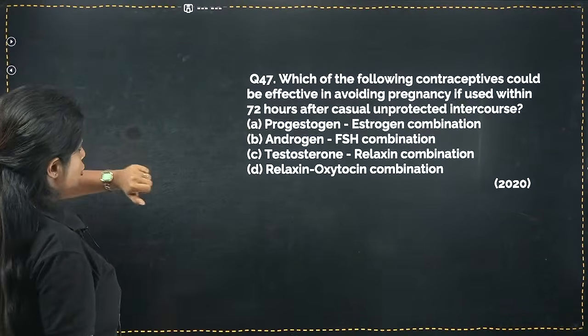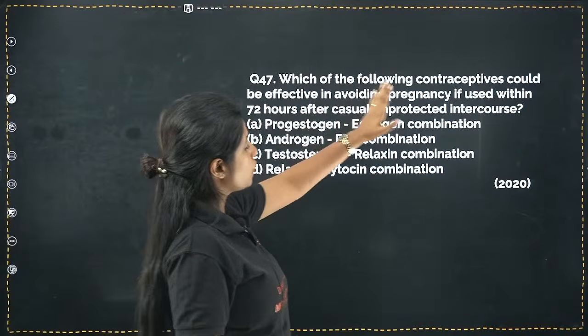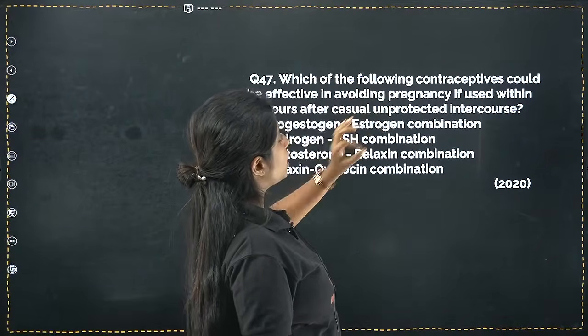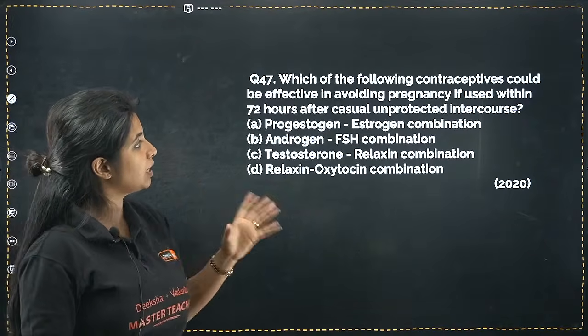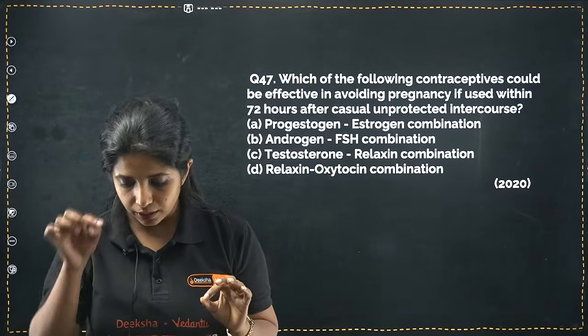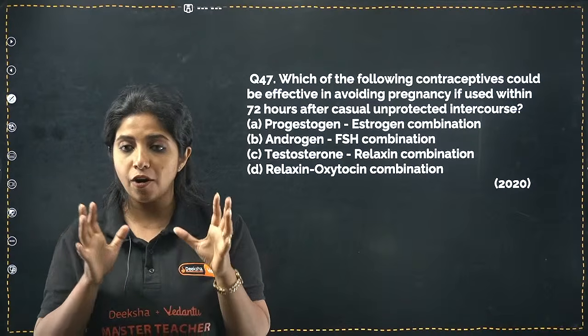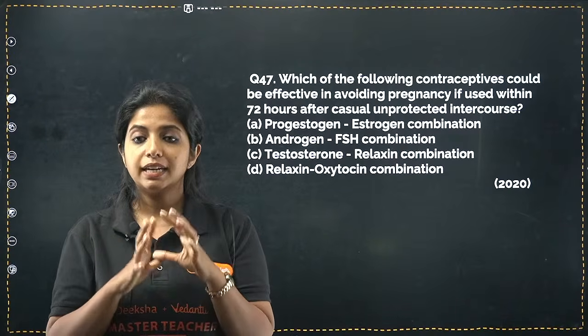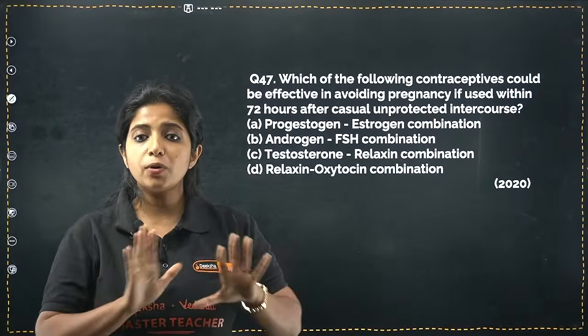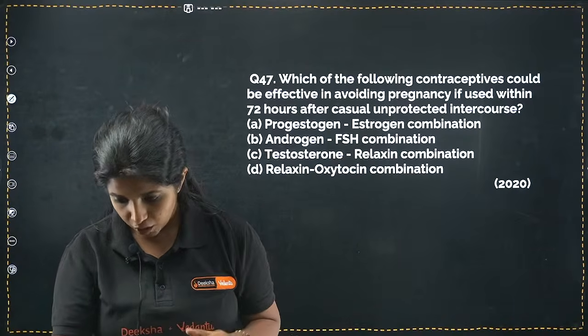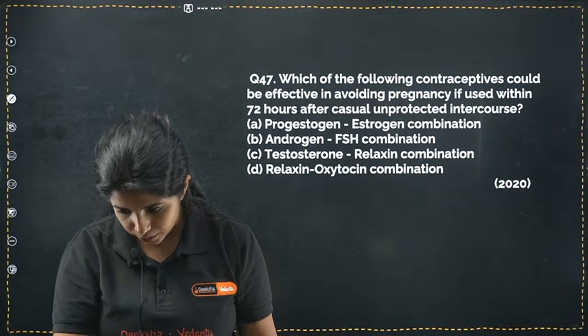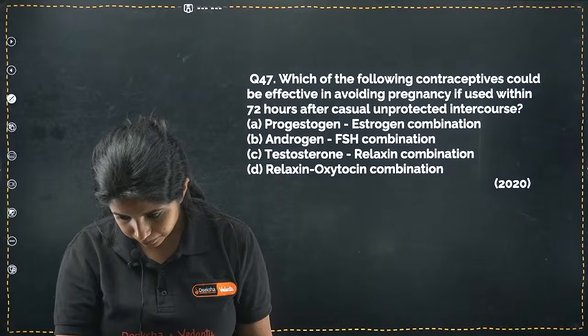Let's move on to the next question. Question number 47. Which of the following contraceptives could be effective in avoiding pregnancy if used within 72 hours after casual unprotected intercourse? So which is that particular contraceptive that should be taken if you want to avoid pregnancy within 72 hours of unprotected sexual intercourse? What do you think is the answer for this?